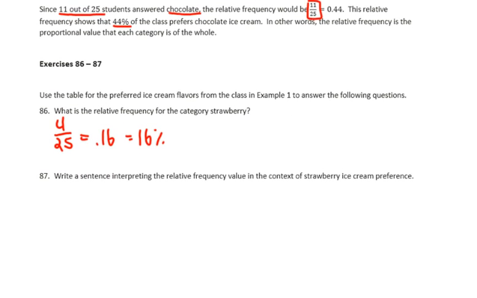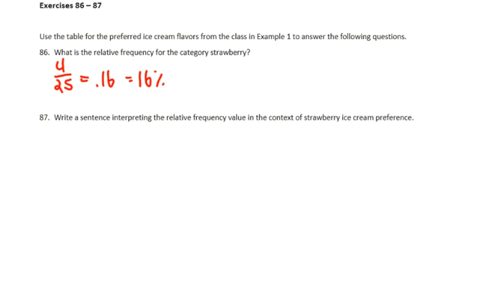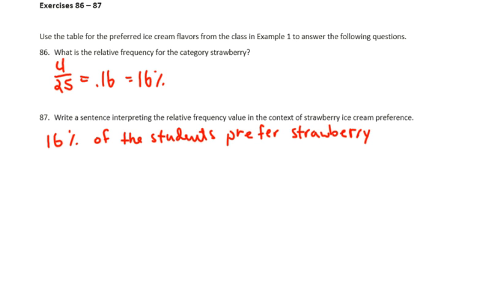Write a sentence interpreting the relative frequency value in the context of strawberry ice cream preference. 16% of the students prefer strawberry ice cream over vanilla and chocolate. So that's what it tells us.